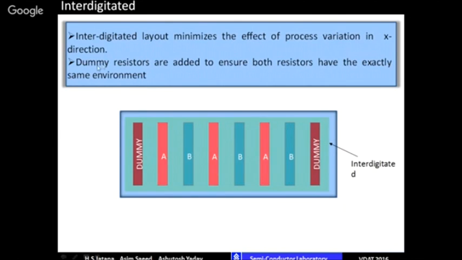But the question is, what happens if there is a process gradient from this end to this end? Since A is coming first, it will see less process gradient, these three segments, and B is coming after that. All three segments will see huge process variance, right? This can be explained very easily on the board.